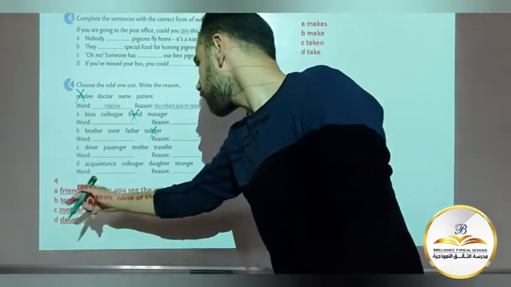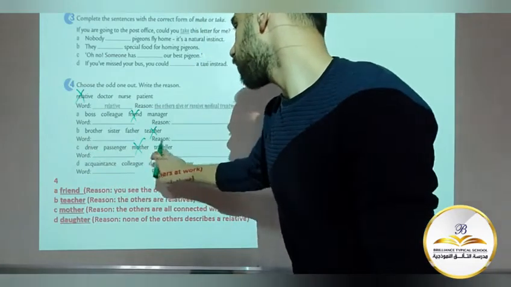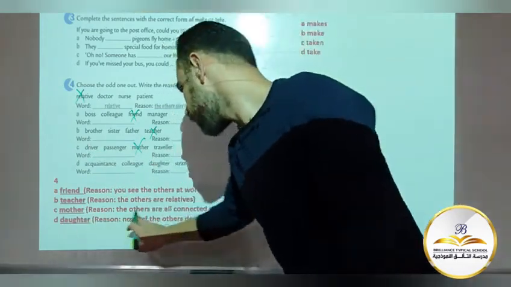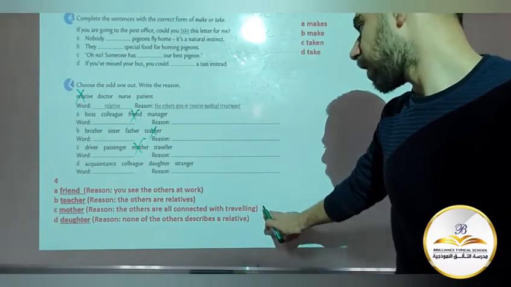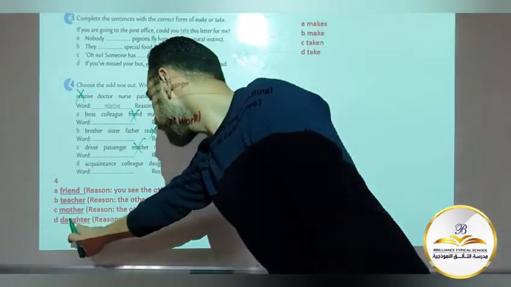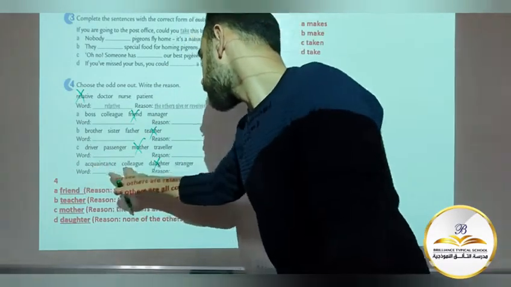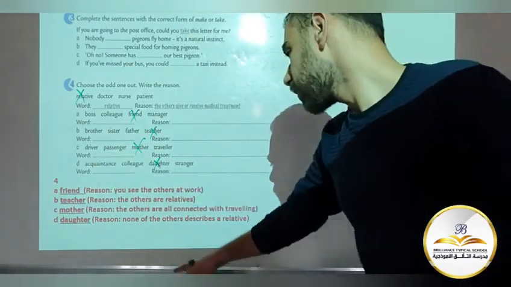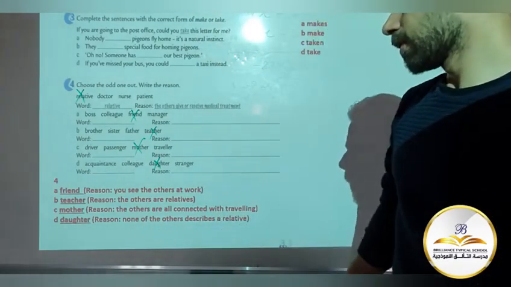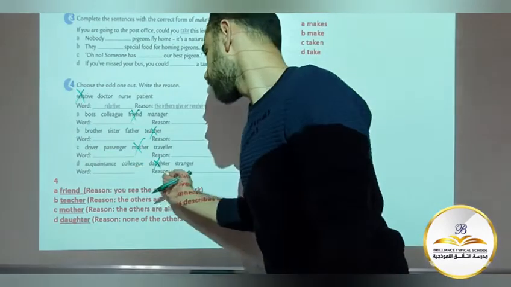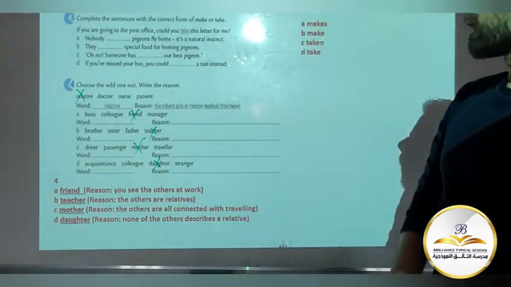And the next one, we have a driver, passenger, mother, and traveler. The mother, the others are all connected with traveling. And then we have the daughter, we need to cross it, acquaintance, colleague, and stranger. None of the others describe a relative. None of these are relatives, but this one is about a relative, so we need to cross it. Okay.